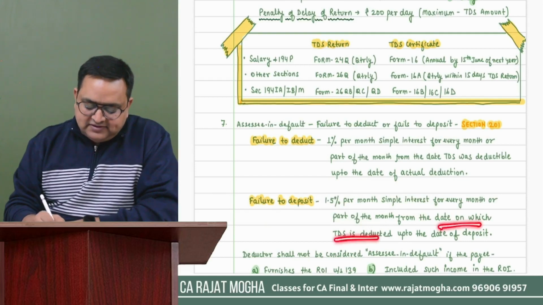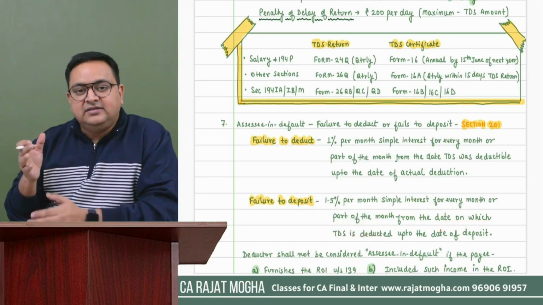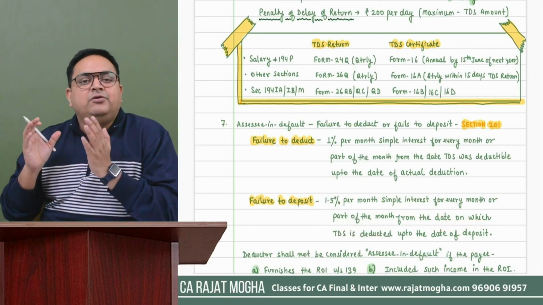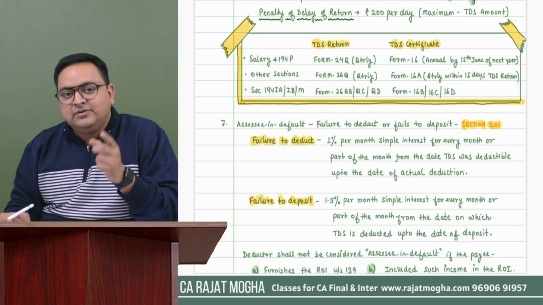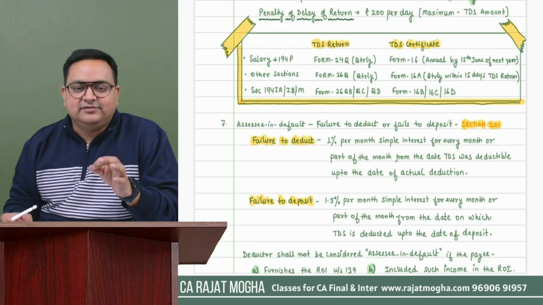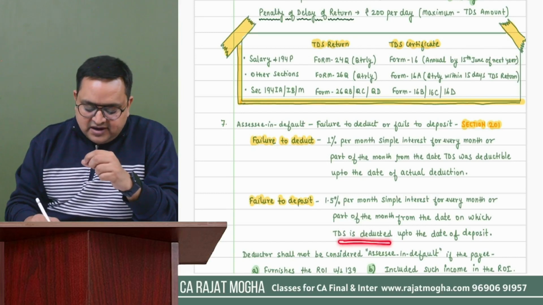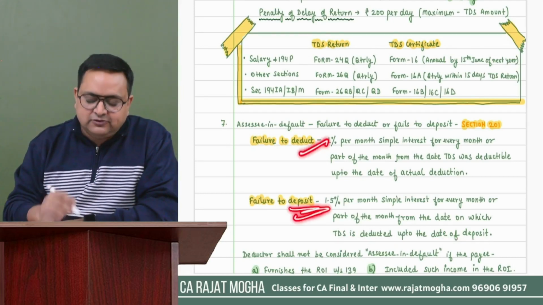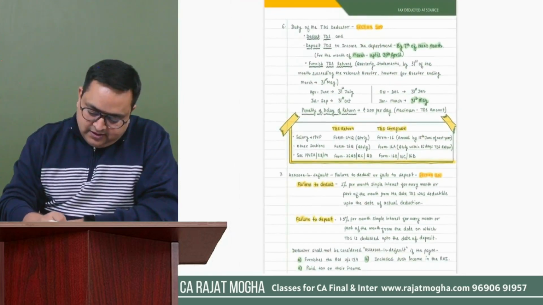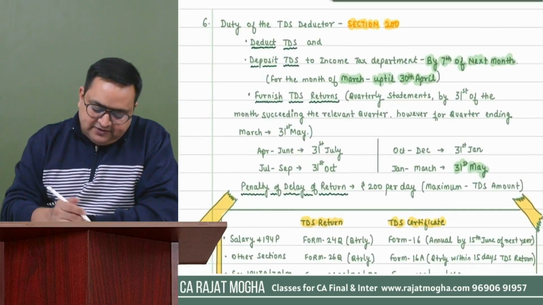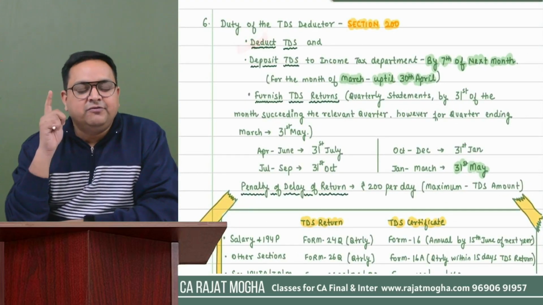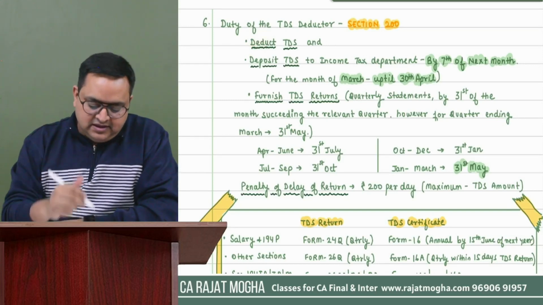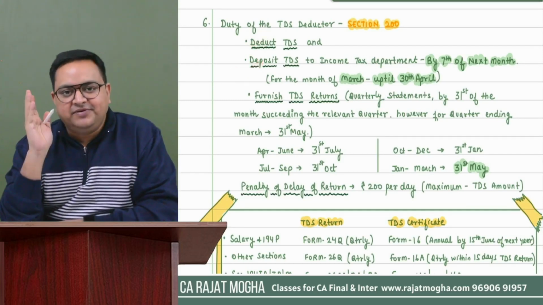From the date on which tax was deducted, we will start this 1.5%, from the time that you are keeping this money with yourself. From the date when the TDS is deducted up to the date of deposit, we will charge 1.5%. So these two are also important, right? My first responsibility is to deduct the TDS. If you will not deduct, 1% per month. If you will not deposit, 1.5% per month.